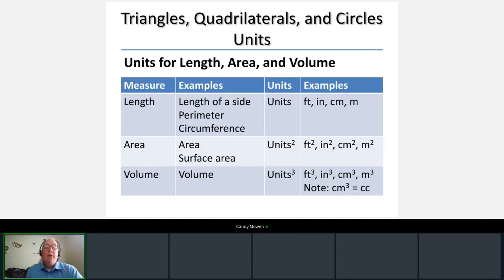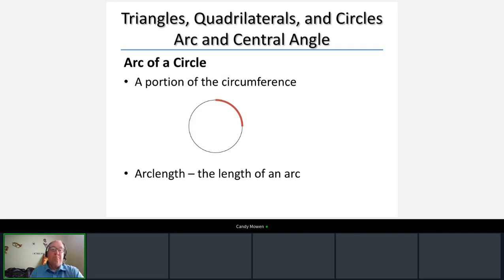Now, we are looking at examples of measurements, units for length, area, and volume. Length is the length of a side or a perimeter or circumference. Its units are feet, inches, centimeters, or meters. Area examples are area and surface area; units are squared: square feet, square inches, square centimeters, square meters. Volume units are cubed: cubic feet, cubic inches. Note, if you're going for nursing, cubic centimeters is cc's. We use that in measurements for medicine.